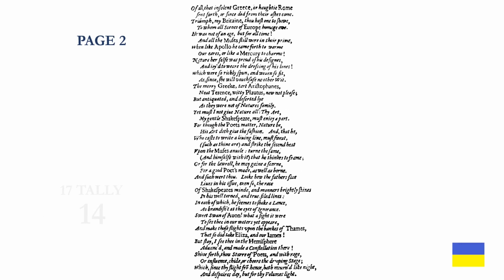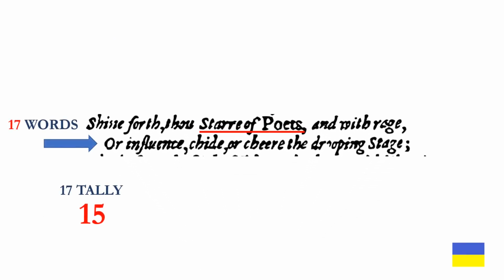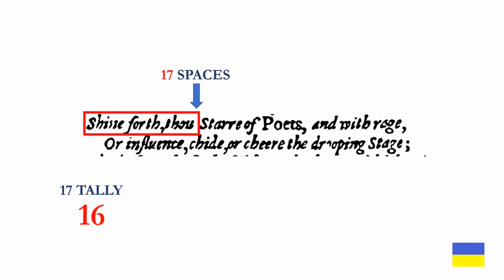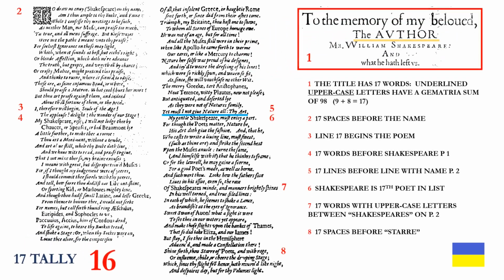We turn back to page 2. The Star of Poets couplet has 17 words. There are 17 spaces and letters from the uppercase S that begins the couplet to the uppercase S in star. So therefore we have a 17 tally of 16 different examples of the number 17.